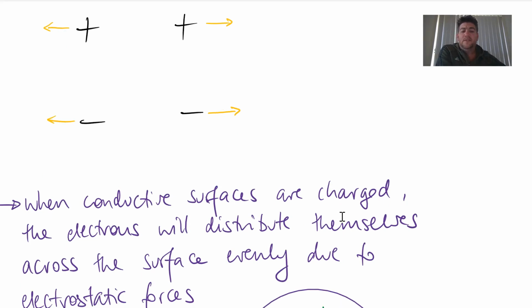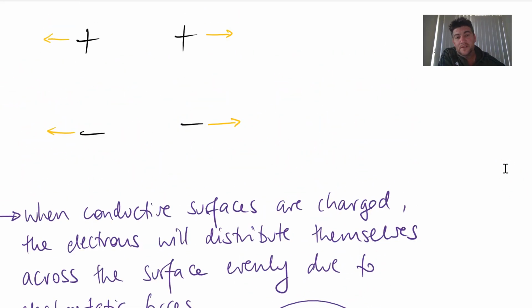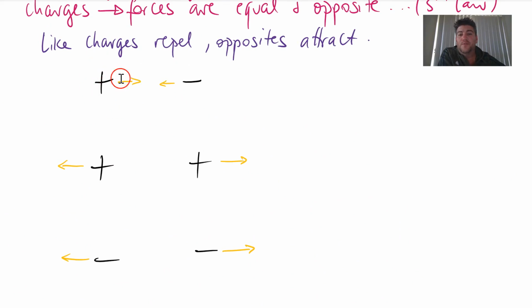When we are dealing with these electrostatic charges, what we're going to be dealing with is conductive surfaces or non-conductive surfaces, so insulating surfaces. When we have a conductive surface with an excess amount of electrons or an excess of protons on it, the electrons will actually distribute themselves evenly across the surface due to these forces up here. If we have too many protons, the excess electrons will be attracted to them. If we have too many electrons, the excess electrons will be repelled by them.